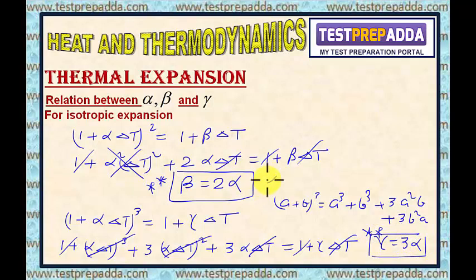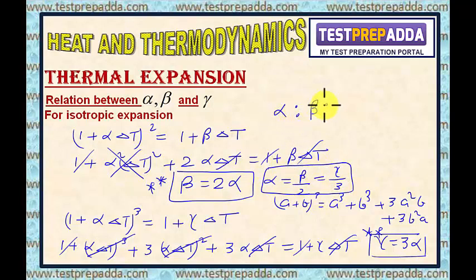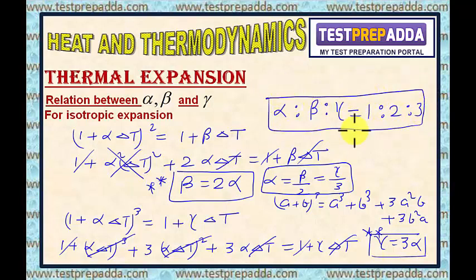So I can write alpha is equal to beta by 2 and alpha is equal to gamma by 3. This is a very interesting result. And if I find the ratio alpha is to beta is to gamma, it will come 1 is to 2 is to 3. Dear students, please note that these relations are valid only for isotropic expansion. Now I will talk about the relation between alpha, beta and gamma for anisotropic expansion.